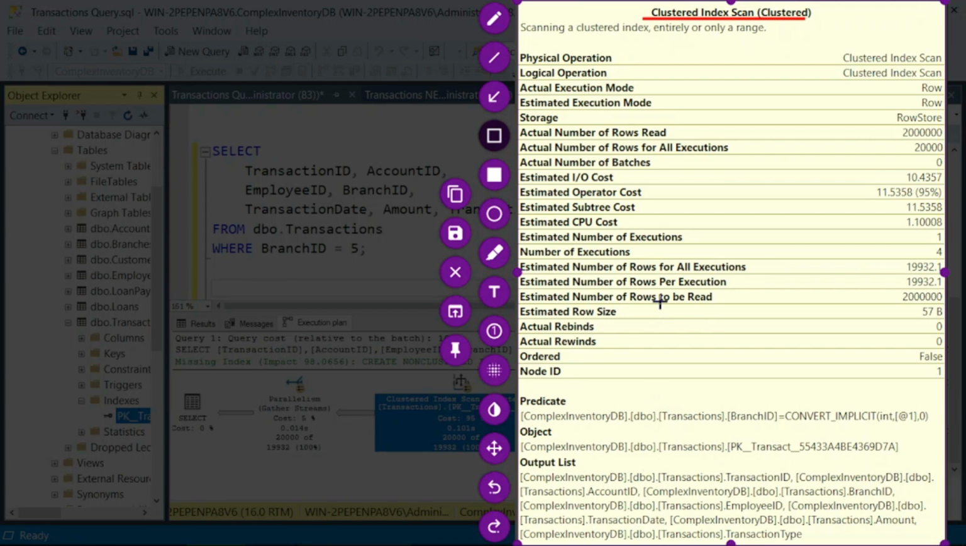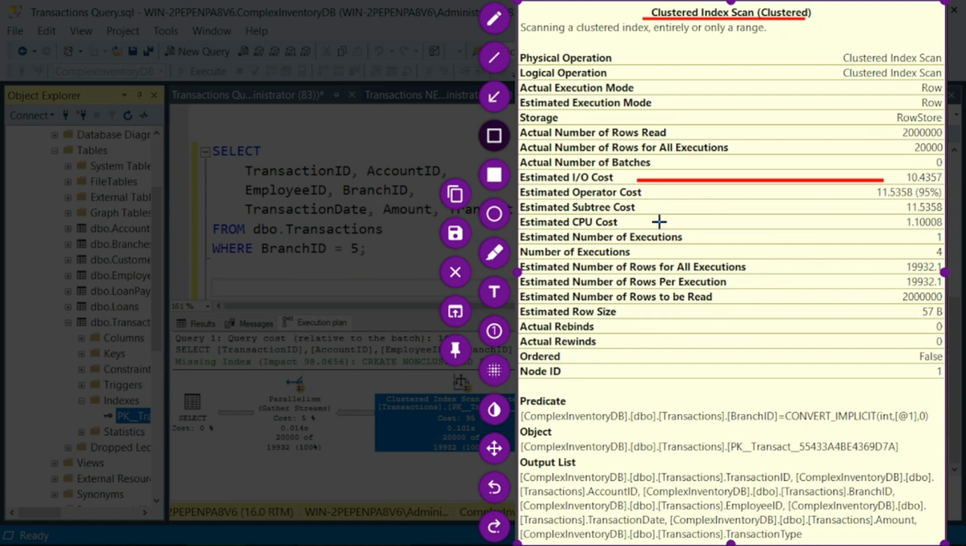Even though an index scan reads everything, it is still usually faster than a clustered index scan because indexes contain fewer columns and therefore less data. As a general rule, if your query returns only a small percentage of rows, SQL Server should ideally perform an index seek.